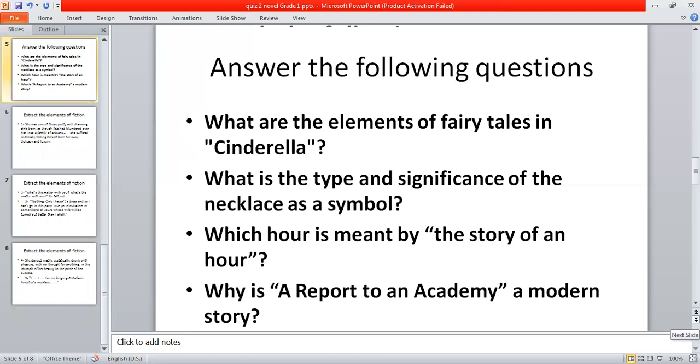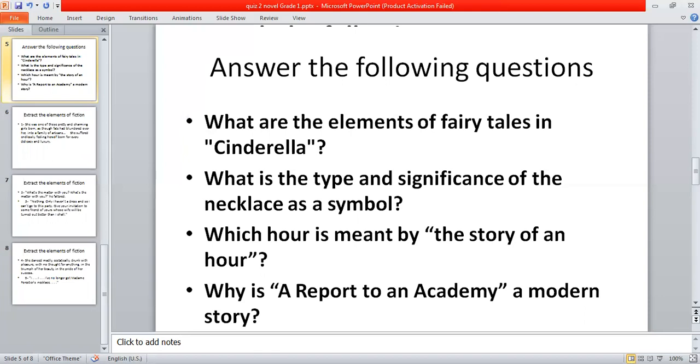Question number 4, answer the following questions, WH questions. Number 1, what are the elements of fairy tales in Cinderella? What makes Cinderella a fairy tale? The existence of what and what.